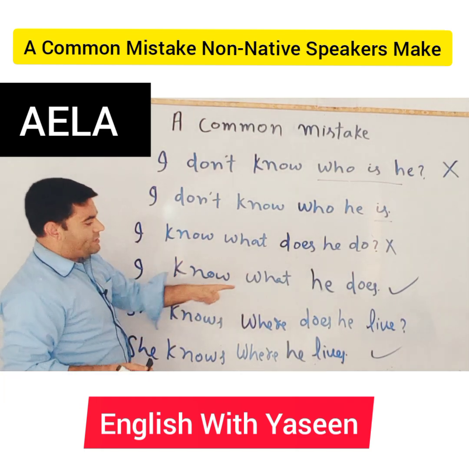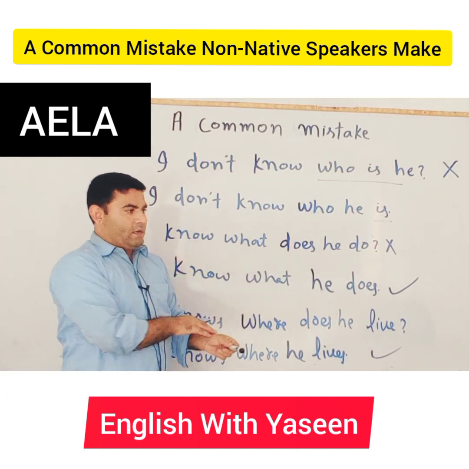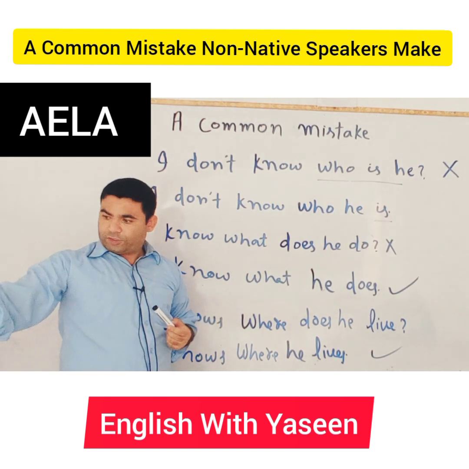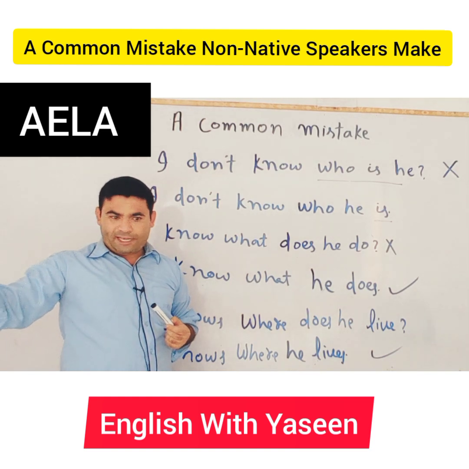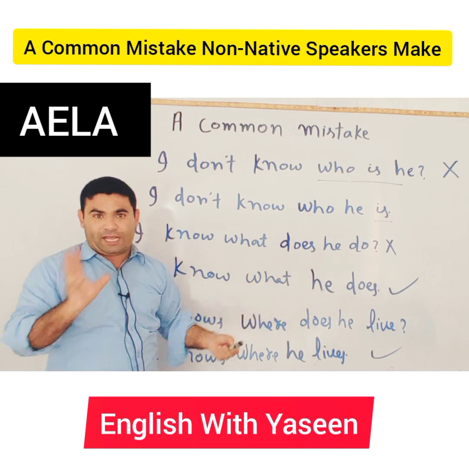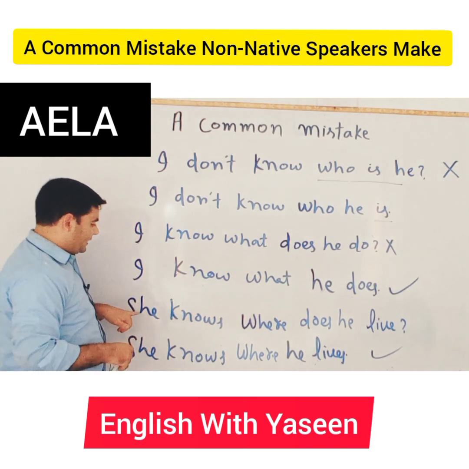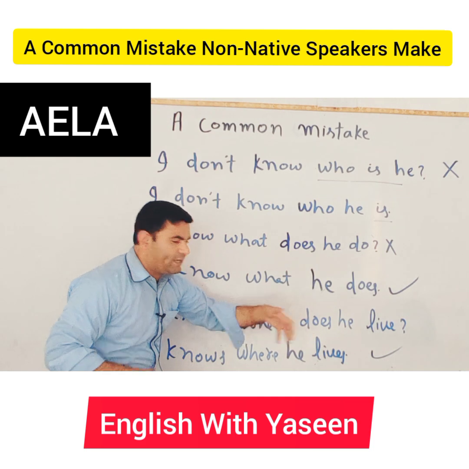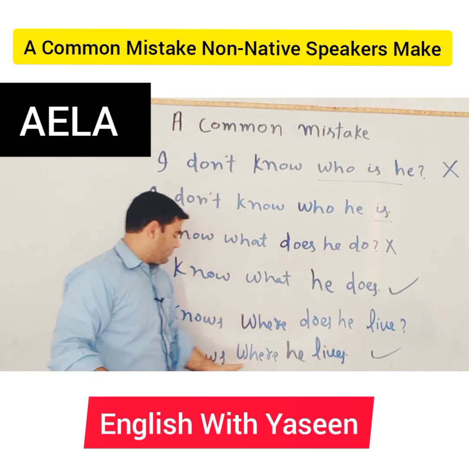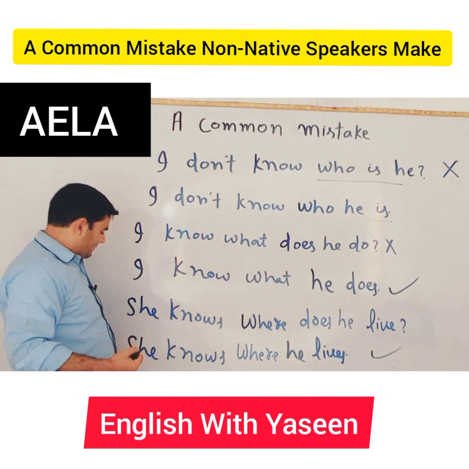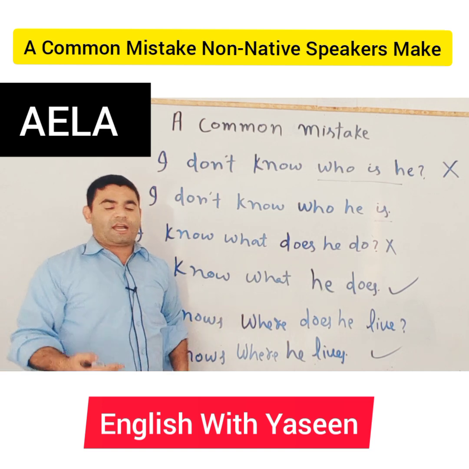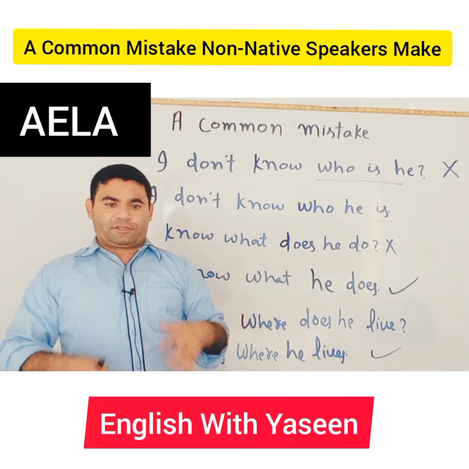Now, she knows where does he live. Again, you ask someone where does he live, and I tell you she knows where does he live. This person shouldn't ask me the question, he should tell me something. And when he says she knows where does he live, he's also asking me the question, he's repeating the question pattern in his sentence. But when he says she knows where he lives, he stated something. So that's a common mistake that non-native speakers make.